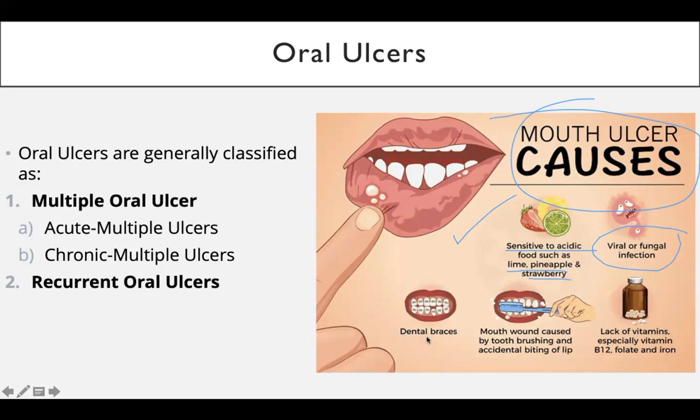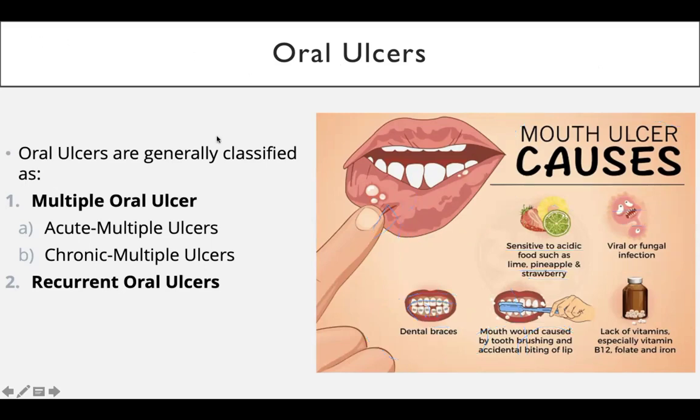And then dental braces and dentures exposed to the inner side of lips and mucosa, the mucous membrane, can cause some blisters, which later can turn into ulcers. And then mouth wounds caused by toothbrushing and accidental biting of the lip, if not taken care of, can turn into ulcers. And then lack of vitamins, especially B12, folate, and iron. These are some of the major causes of mouth ulcers.